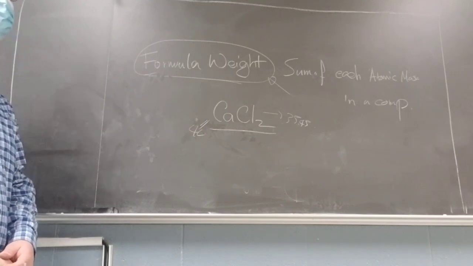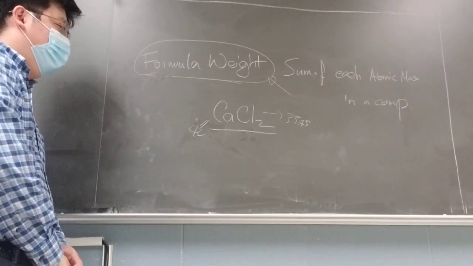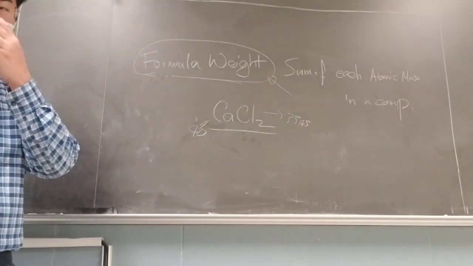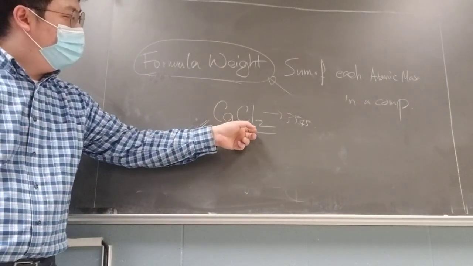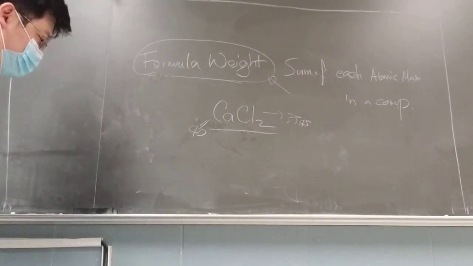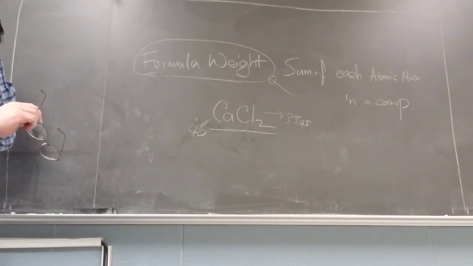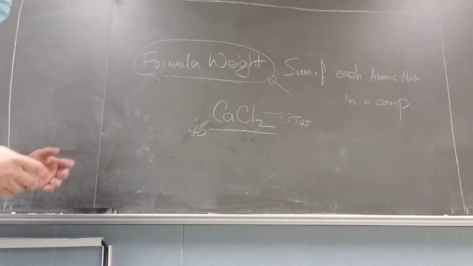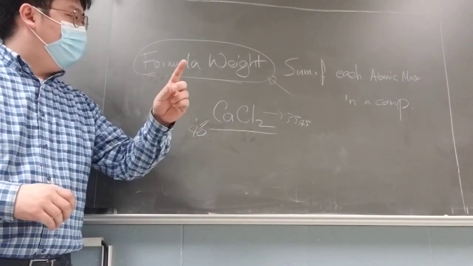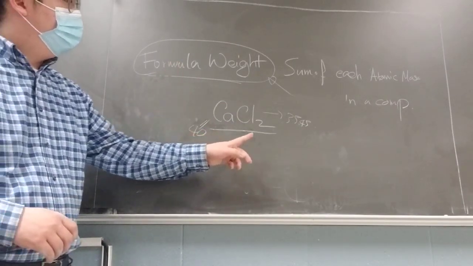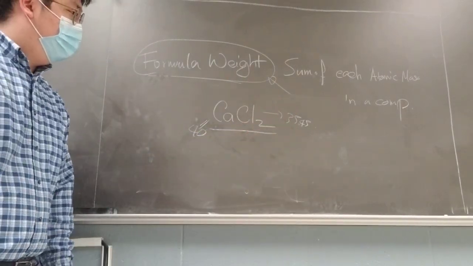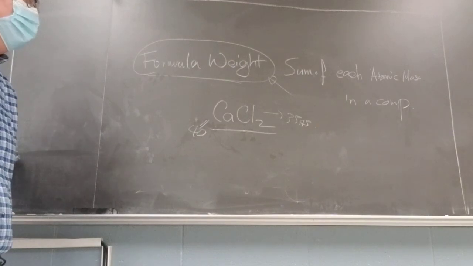I think calcium is 40. You can make it easier, 40. And this is 35.45. You just need to count how many calcium and how many chlorine are in one ionic compound, and just add the numbers. One calcium, two chlorine. So just 1 times 40 plus 2 times 35.45. That would be your formula weight.